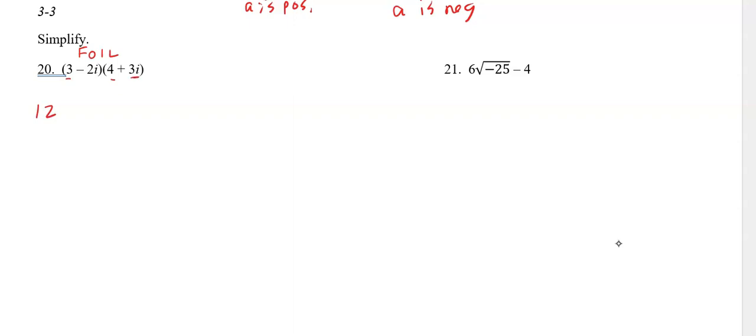Then I jump out to the outside two numbers, 3 times 3i is positive 9i. On the inside, we do negative 2i times 4, that's negative 8i. And then the last would be these two. Negative 2i times 3i makes negative 6i squared.